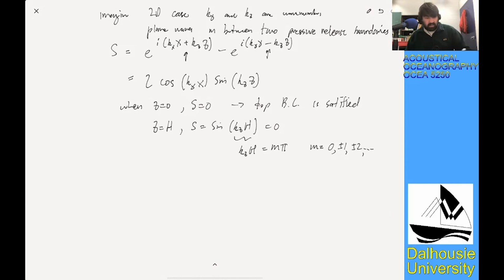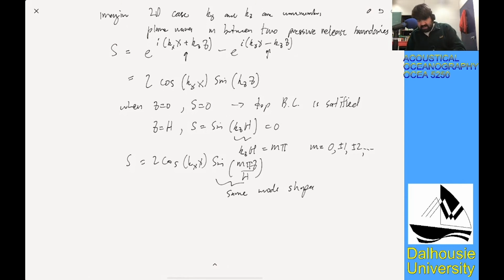Okay? So when we invoke that, we get cos kx x and sine m pi z over h. Wow, that's exactly what we had from our recipe solution where we sledgehammered with a bunch of transforms, right? By exact, I mean it's just one mode, the same mode shapes. It's not really exact. We derived it! Exclamation mark. That's worth 3 exclamation marks, right? Okay, so that's very handy.